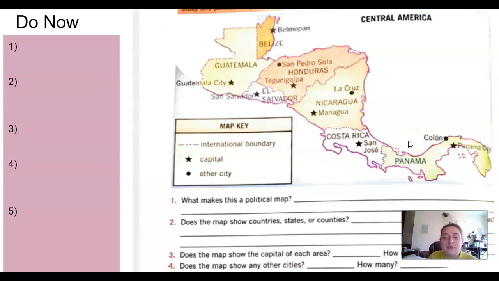All right, so you can't see number 5 on the screen, but you obviously can see it on yours. You are just going to look at this map of Central America and answer the questions. You do not need complete sentences. Go ahead and pause.